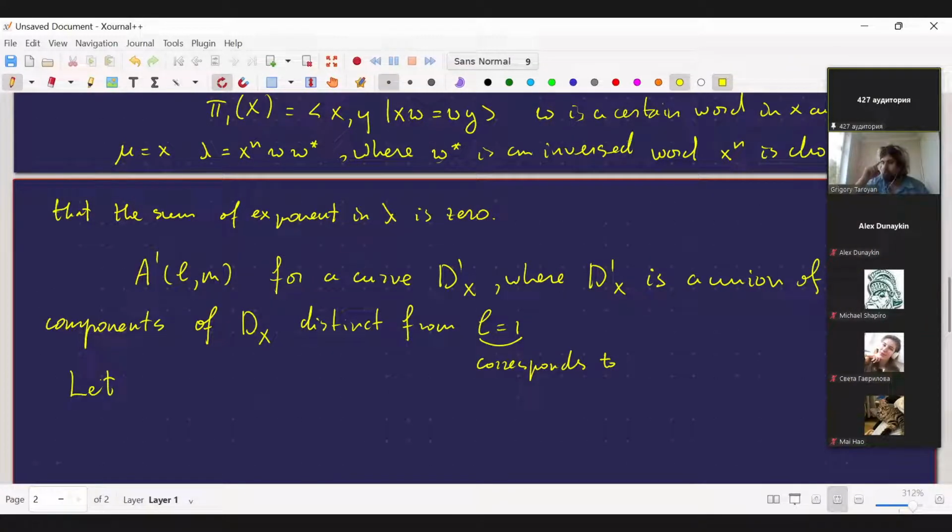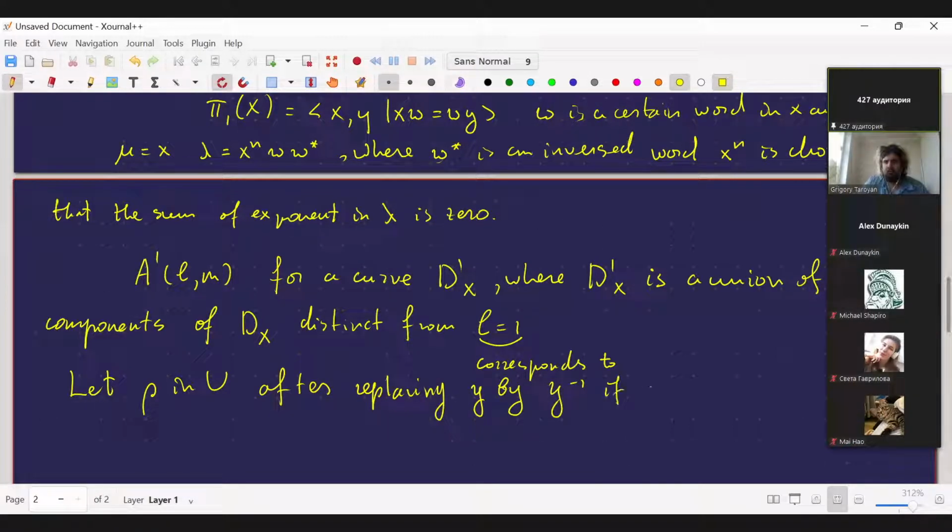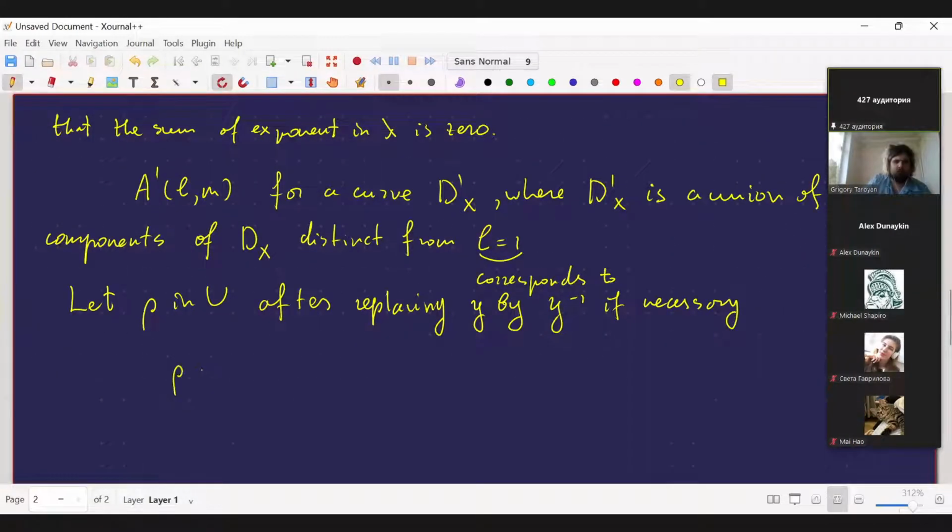Okay, so let rho be an upper triangular representation. After replacing y by y minus 1 if necessary, we get the following presentation of rho of y, rho of x and rho of y.